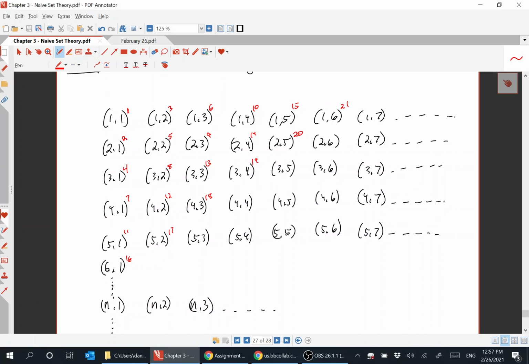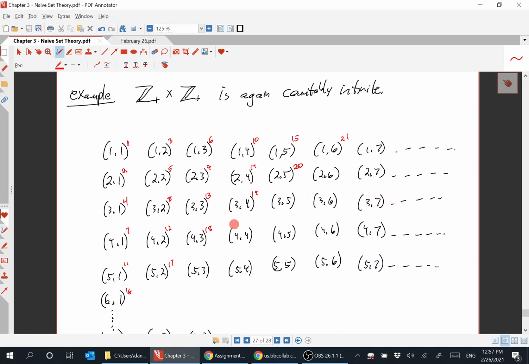But this is the way it goes. You write out the whole set as a two-dimensional array like this: (1,1), (1,2), (1,3), (1,4), (1,5), (1,6), (1,7), (2,1), (2,2), (2,3), (2,4), (2,5), (2,7), (3,1), (3,2), (3,3), (3,4), (3,5), and so on and so forth. And you label them like this: 1, 2, 3, 4, 5, 6, 7, 8, 9, 10, 11, 12, 13, 14, 15, 16, 17, 18, 19, 20, 21. This one is going to be 28.